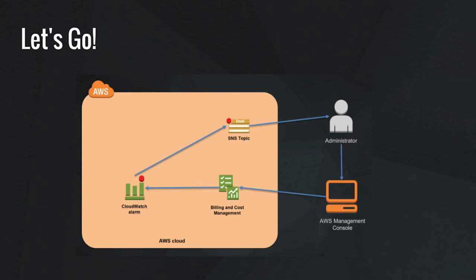Okay, let's have a go at using one of these management services. We're going to use the Billing and Cost Management Console and the CloudWatch service to create a billing alert, and that will notify us when our account has exceeded a budgeted amount. And it will do that using the Simple Notification Service, and we'll learn more about the SNS in the next lecture.